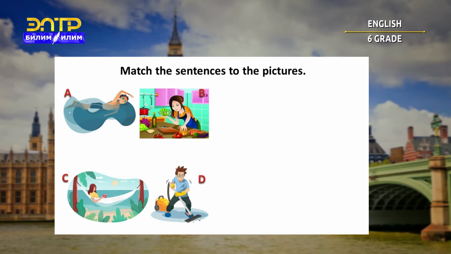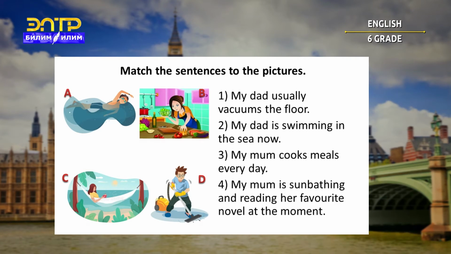Students, here you can see pictures A, B, C and D. Read the sentences from number 1 to number 4 and match them to the pictures from A to D. Now, let's see what you have.